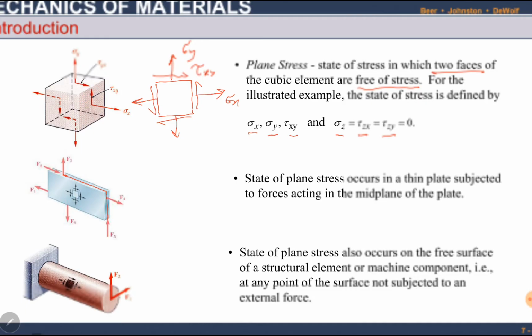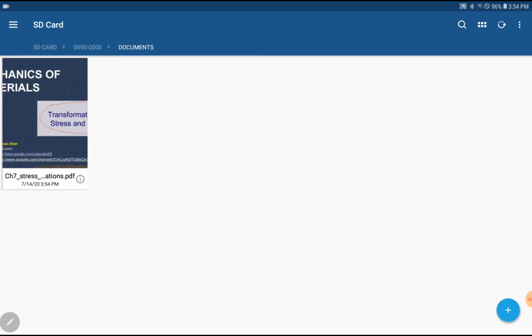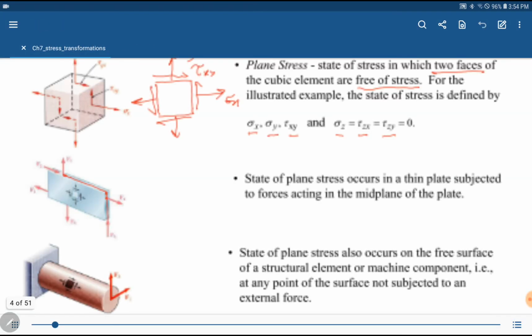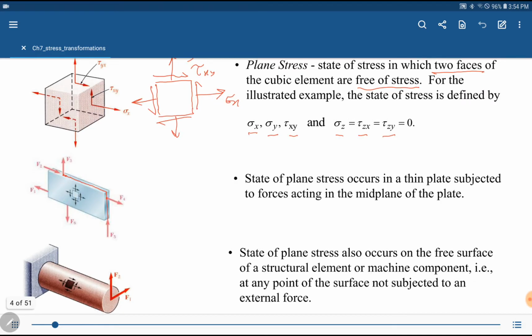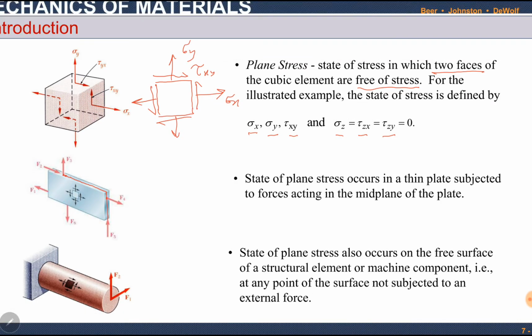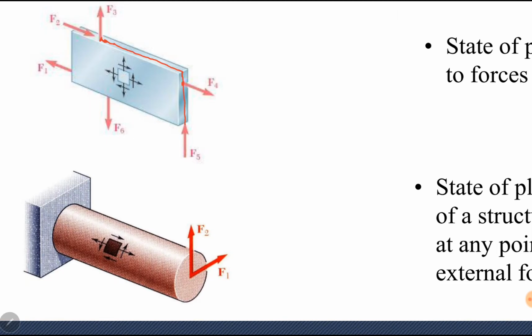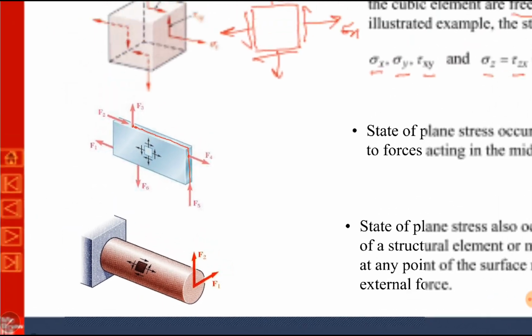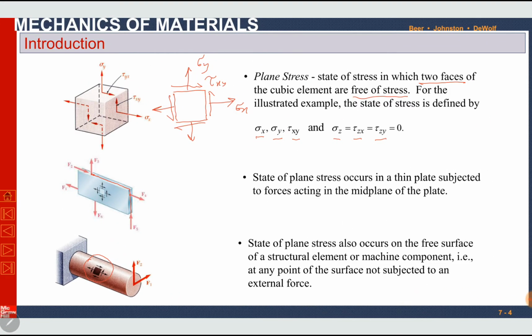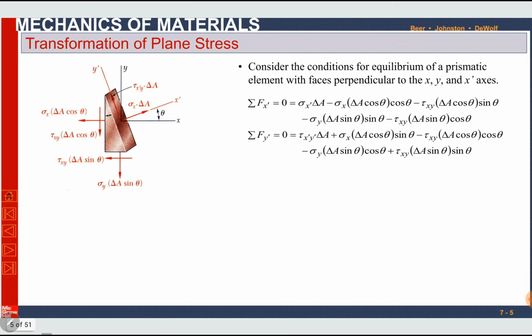Similarly, state of plane stress also occurs on free surfaces of a structural element or machine component, that is, at any point of the surface not subjected to an external force. So this surface of this shaft is not subjected to any force. So there is no stress in this direction or in this surface. So the free surfaces are also under plane stress condition. Okay, let us move forward.